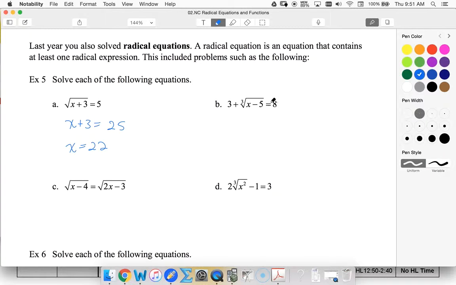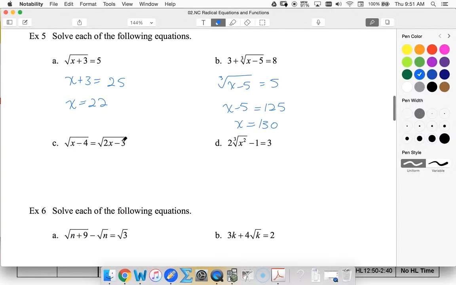All right, I'm going to move this 3 to the other side. Cube root of x minus 5 must be 5. Again, I can think about inspection, or I can cube both sides. X minus 5 is 125, so x must be 130.